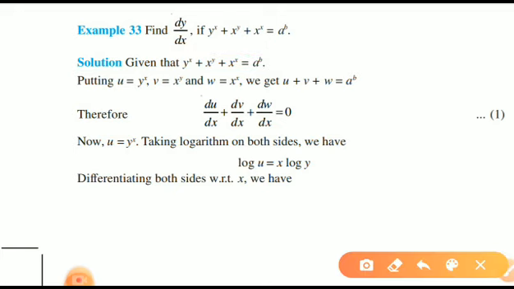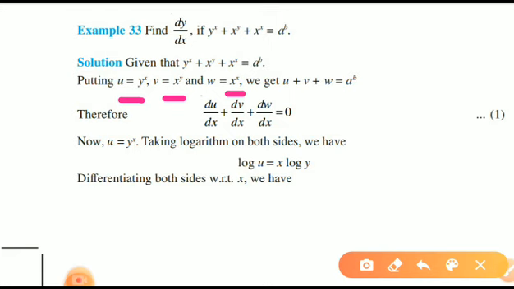Okay. So first, we'll be considering your y raised to x as u, your x raised to y as v, and x raised to x as w. Okay. So I have just substituted y raised to x as u, x raised to y as v, and x raised to x as w.